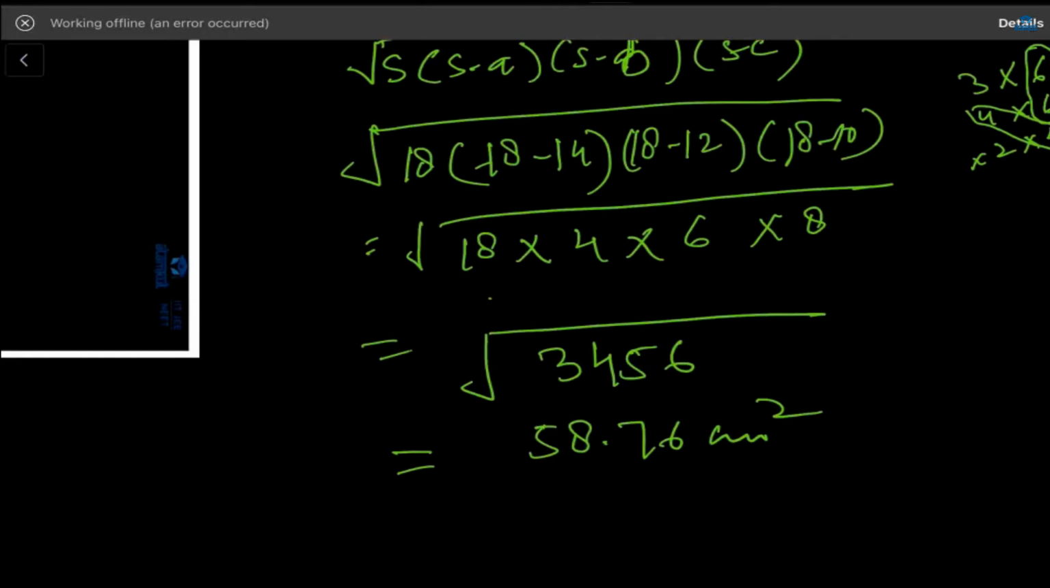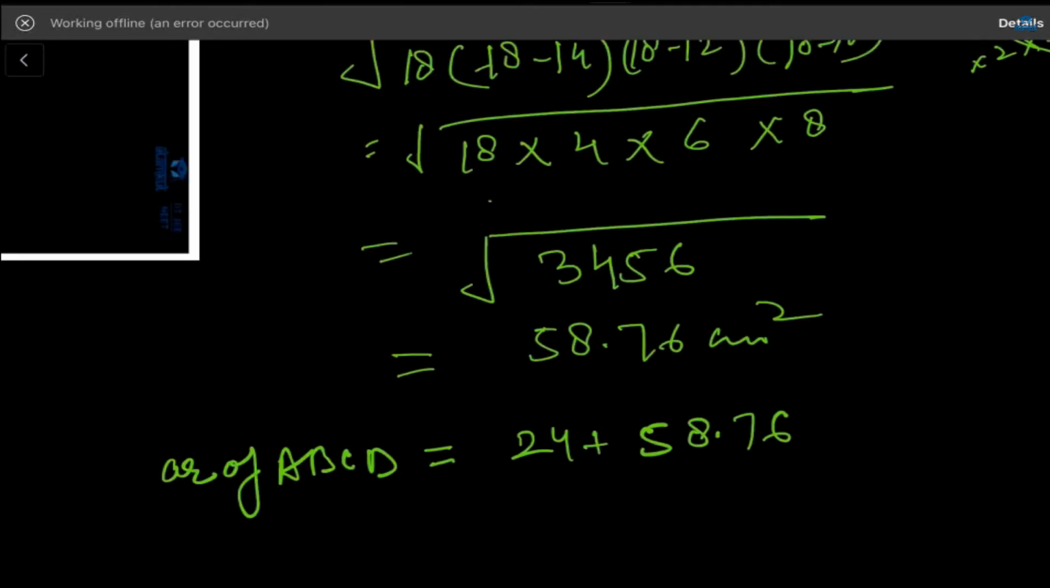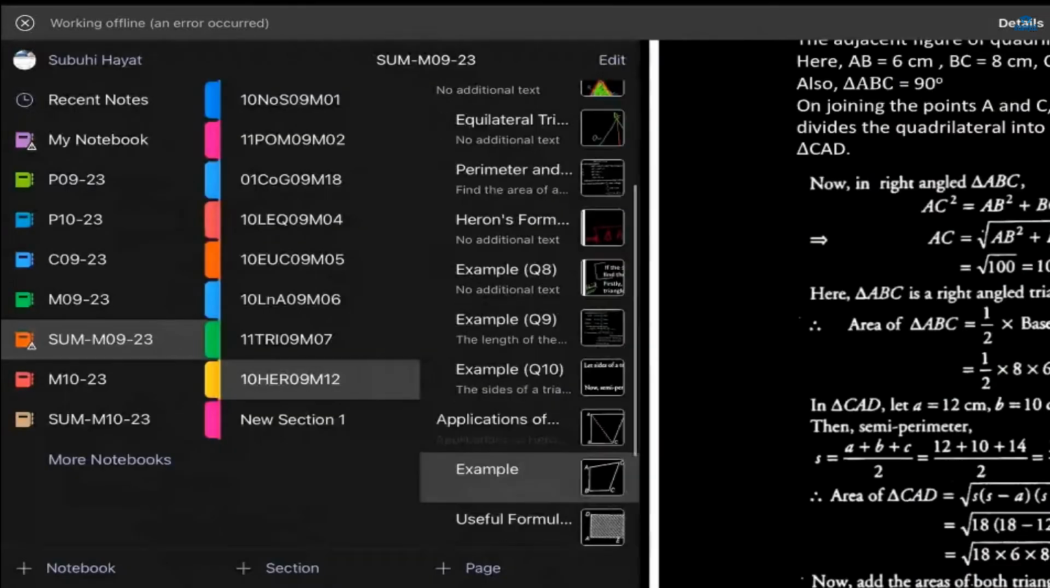So after solving the square root, you'll get the value 58.76 centimeters square, and you have got the area of the triangle as 24. So area of ABCD will be 24 plus 58.76. Understood? Yes, ma'am. 82.76 centimeter square. Let's see the next question.